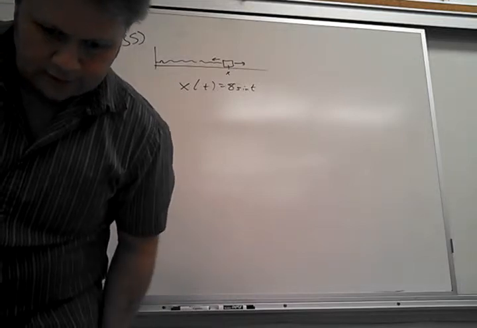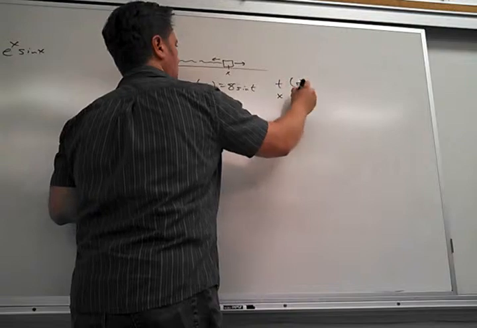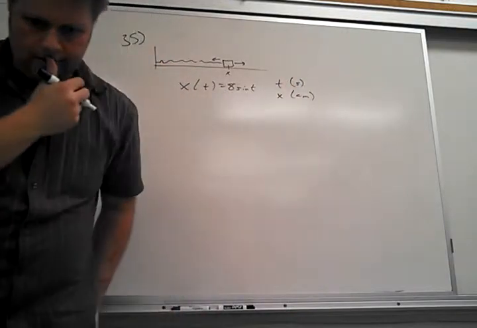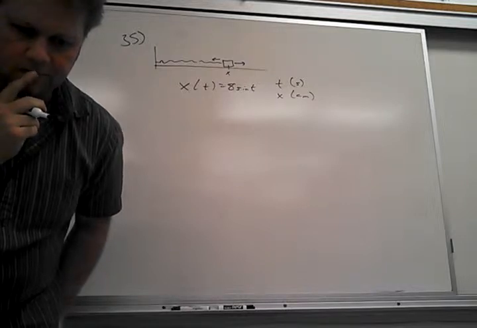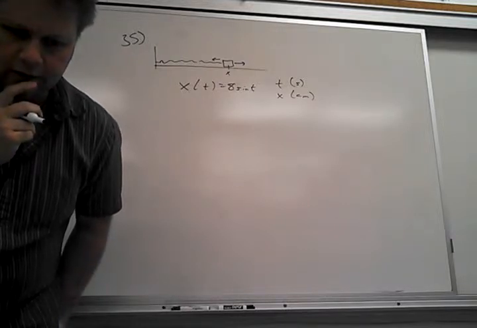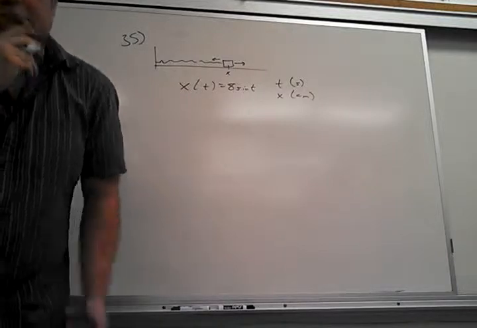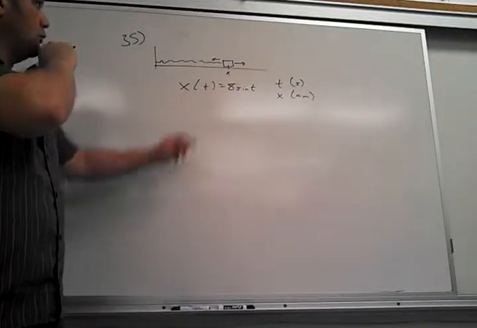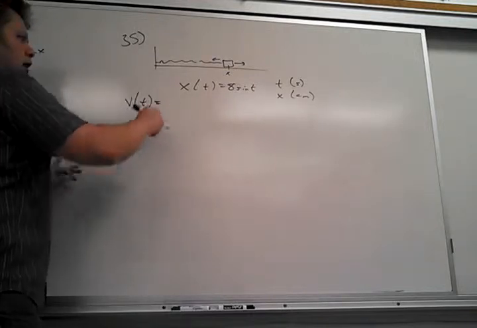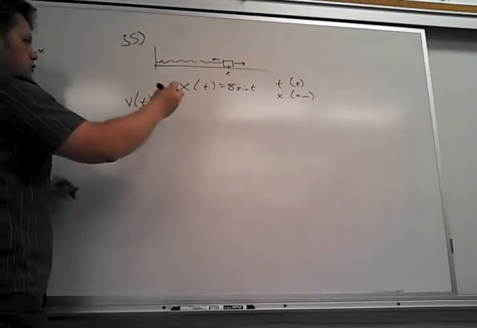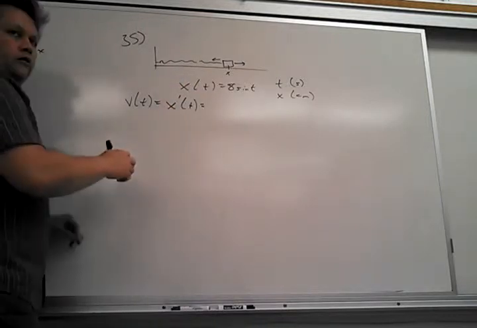T is in seconds, x is in centimeters. Find the velocity and acceleration at time t. Find the position, velocity, and acceleration of the mass at time t equals 2 pi over 3. So what would you do with this? The velocity function would be how related to this? The derivative. So you take its derivative.